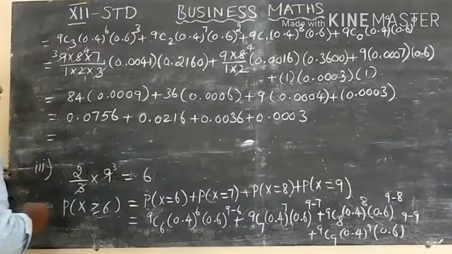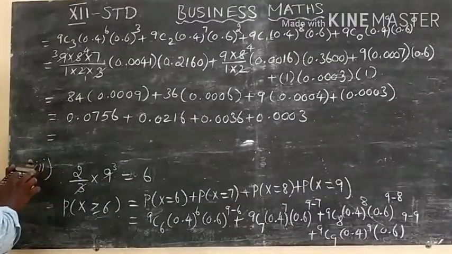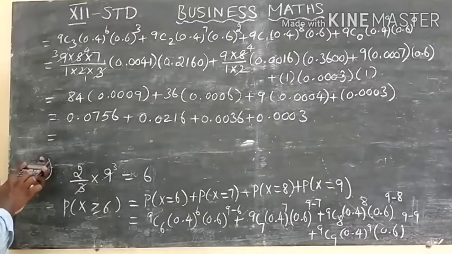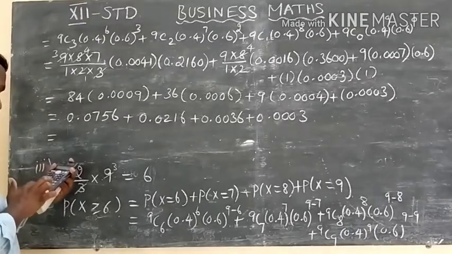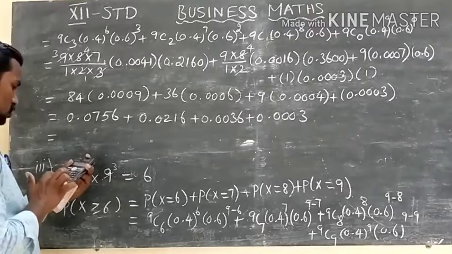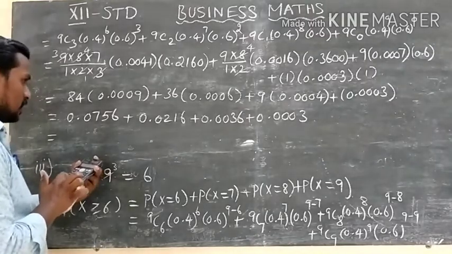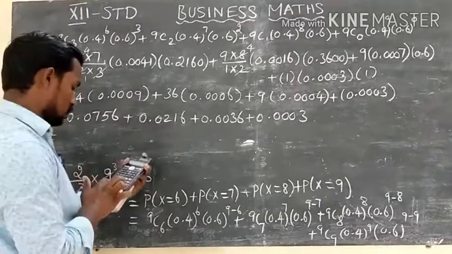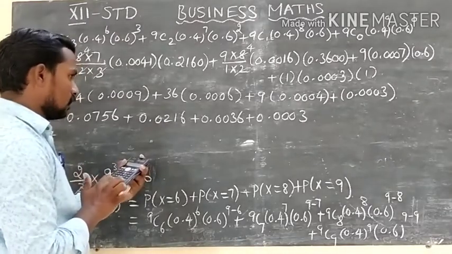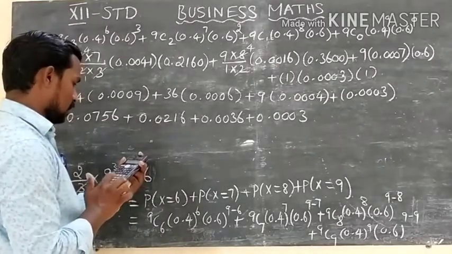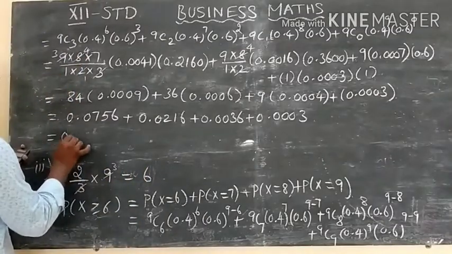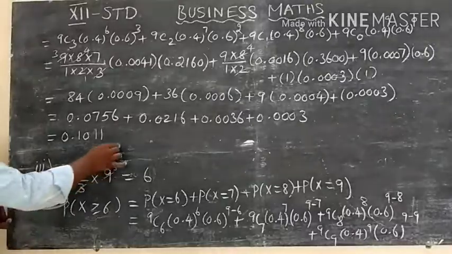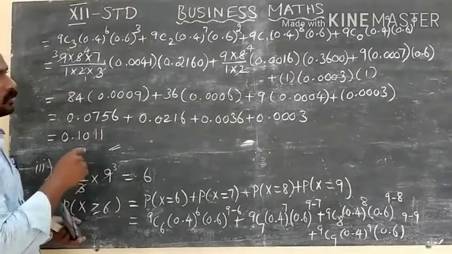Okay. All the values: 0.0756 plus 0.0216 plus 0.0036 plus 0.00003. Okay, it is equal to 0.1011. That's all your answer. Okay, so you get now 3 questions answer.